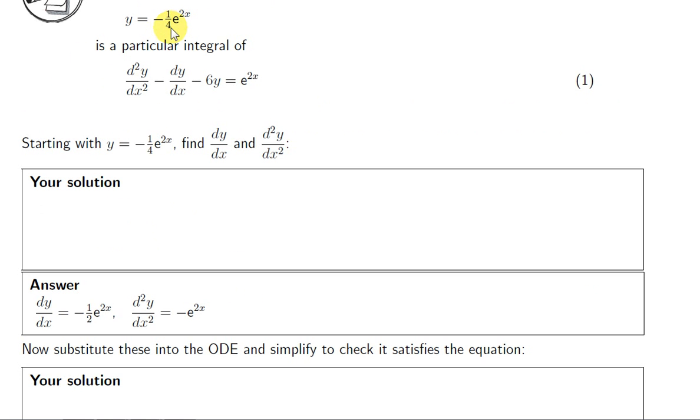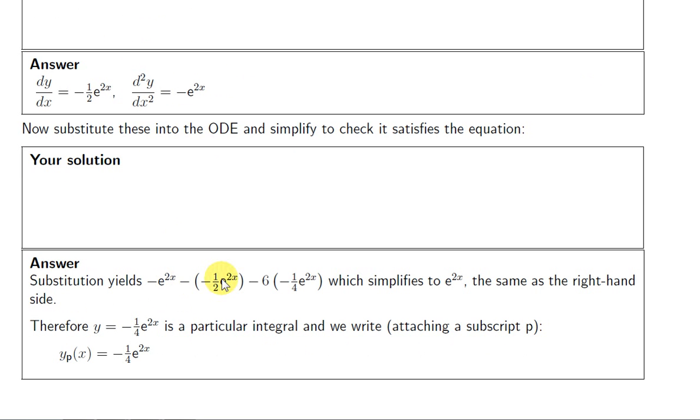So we differentiate this once. So we've minus a quarter times 2e to the 2x. That's minus a half e to 2x. And then we differentiate again. So using the chain rule, we get minus a half times 2e to the 2x, which is minus 1e to the 2x. So we plug these two things into the differential equation, and of course we plug minus a quarter e to the 2x in for y. So this is what we'll get.